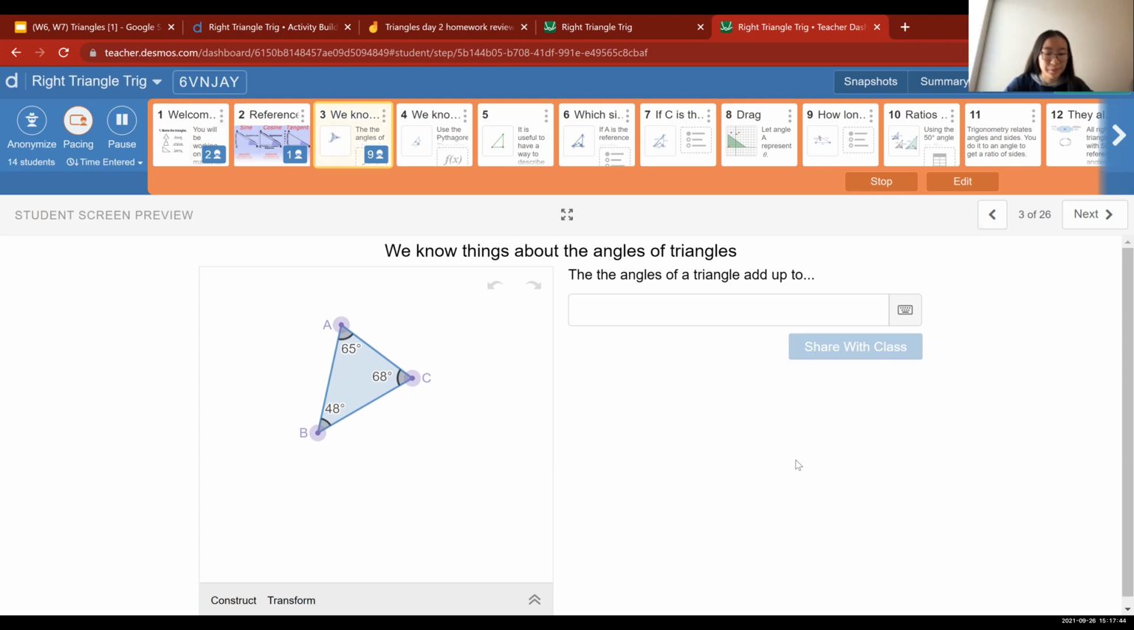Try dragging the points around and seeing if that changes anything. Oh yeah, that does change things. I just got 170. Now it adds up to 180, but it seems a bit weird. Don't pay too much attention. Just know that it's 180. Maybe it's trying to trick you guys.